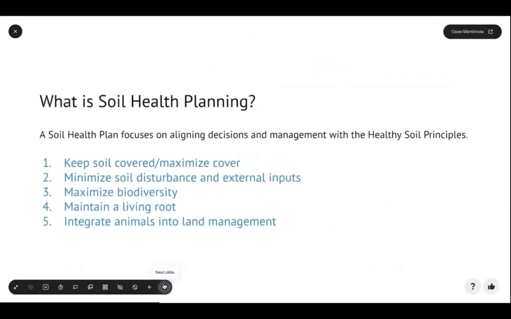All right, so just because I can't talk about the healthy soil principles enough in my life, just a quick reminder that we align all of our planning process around these principles. We really like them because they're not prescriptive. It's a really big difference to say you shouldn't till this field than to say, how can we minimize disturbance, right? Those are really different approaches to a conversation and really putting the plan partner in the driver's seat.